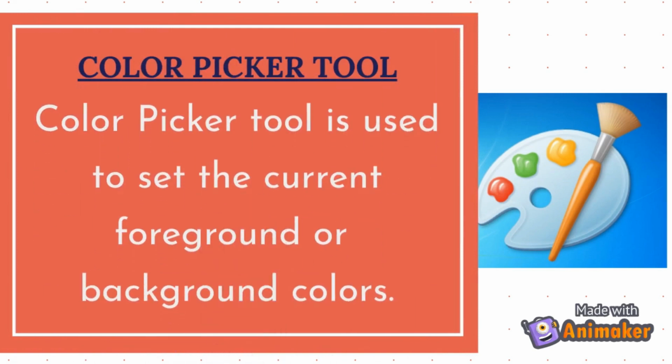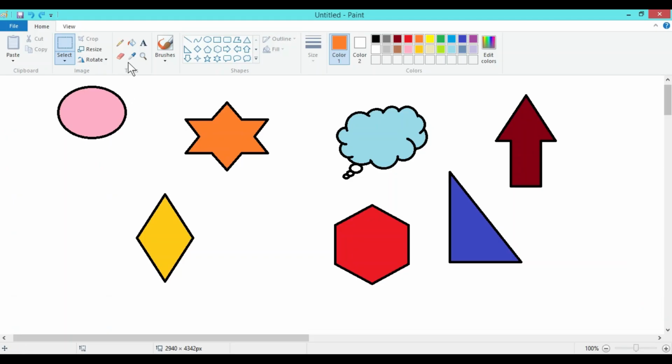Next is the color picker tool. The color picker tool is used to set the current foreground or background colors. Let's see how we can use the color picker tool in the Paint program. So the color picker tool is present under the Home tab in the Tools group. The color picker tool looks like a dropper icon.